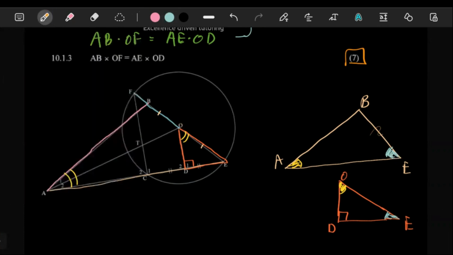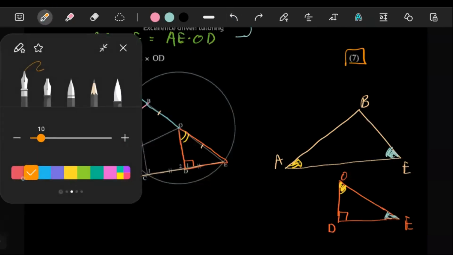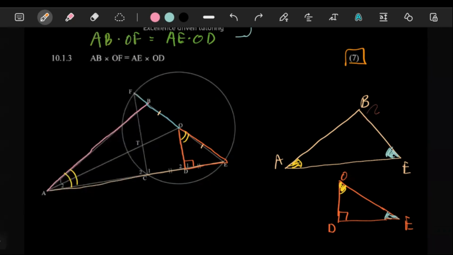So automatically we now know that if this is 90, this one is going to have to be 90 as well. Do you see it? So we just have to take things slow, one at a time, and then we'll be done.